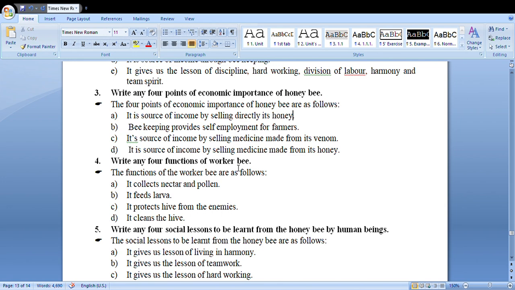Write any 4 functions of worker bee. It collects nectar and pollen, it feeds larvae, it protects hive from the enemies, it cleans the hive. These are the functions of worker bee. Write any 4 social lessons to be learned from the bee by the human beings.